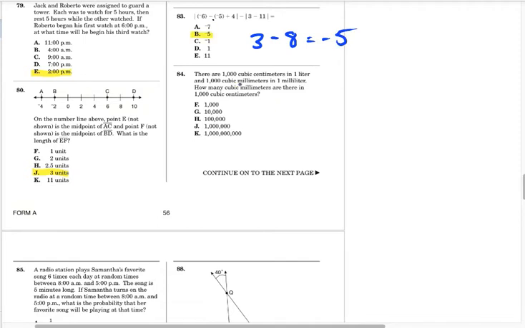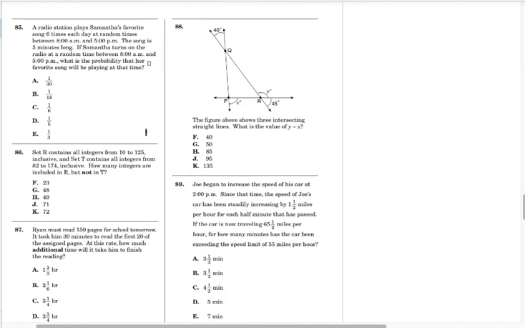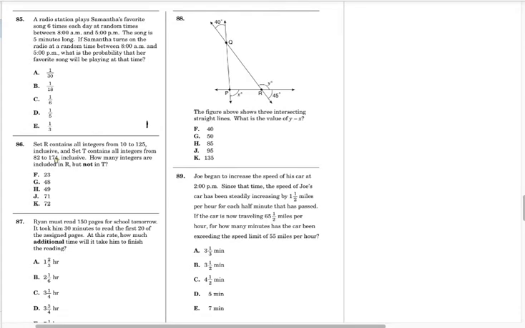Okay, 84. We've got 1,000 cubic centimeters. There's 1,000 cubic millimeters. So we just multiply 1,000 times 1,000, and that gives you 1 million. I like that question.